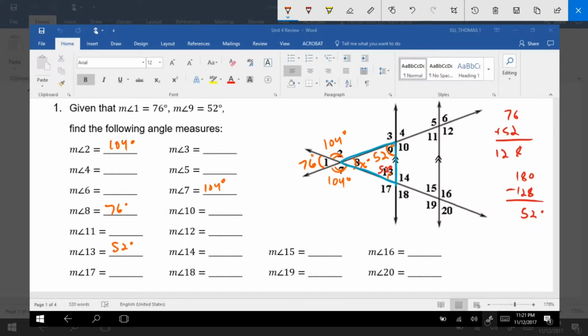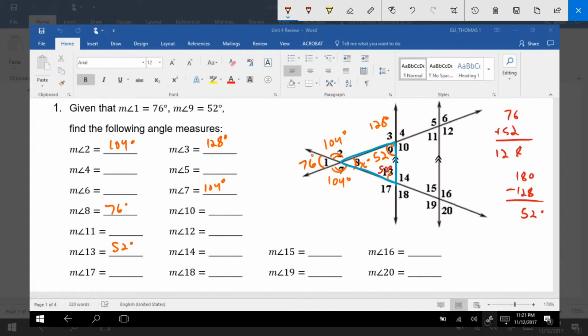All right, now let's take a look. Look at 9 and 3. That's right here. 9 and 3 are a linear pair. So if 9 is 52, what is 3? Did you say 128? If you did, you're right. Let's get a pat on the back on that one. There we go. Get a nice little pat on the back. 128 for angle 3, 128 degrees.